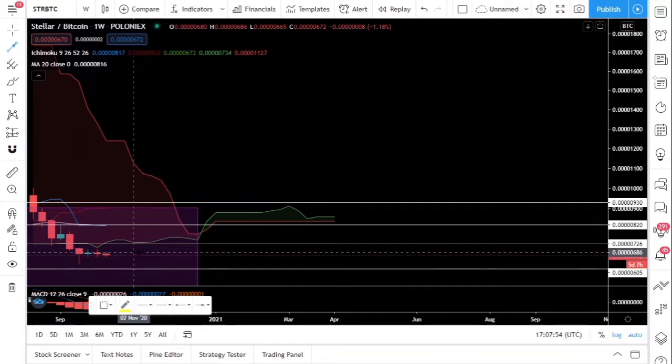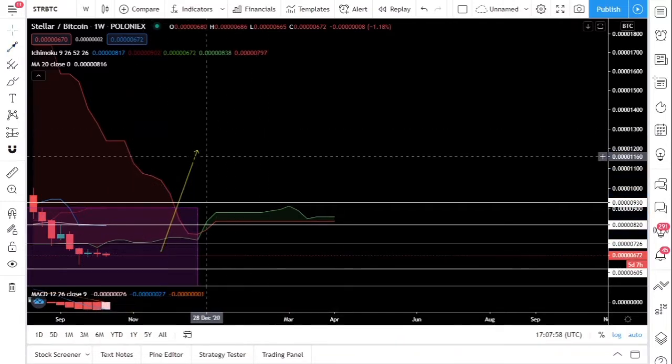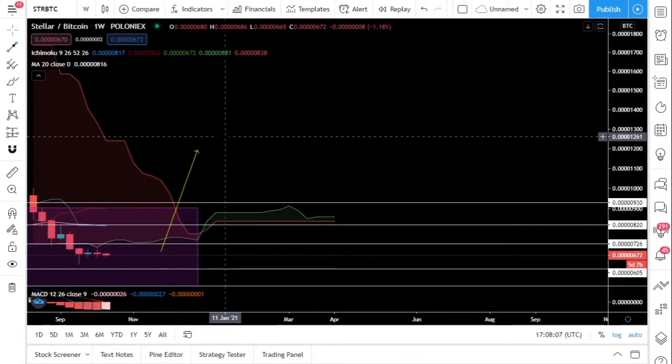Interestingly, I think that by the end of November or mid November, we may see a breakout like this, and this will be extremely bullish. If you want a great entry for Stellar, wait for it to break out of this red cloud like that.